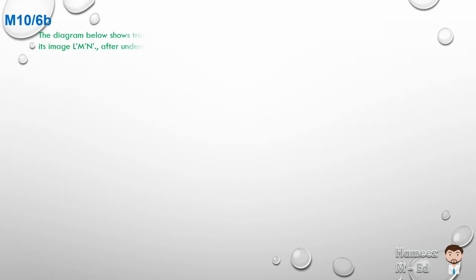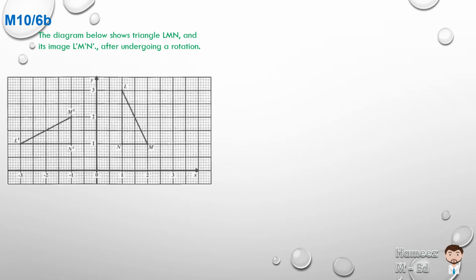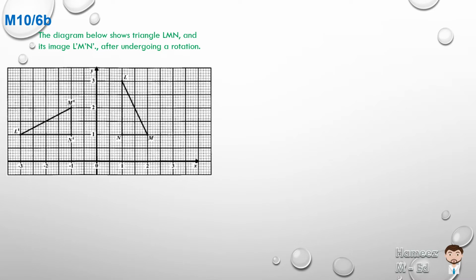May 2010, number 6b. The diagram below shows triangle LMN, which is on the right-hand side, and its image L prime, M prime, N prime on the left-hand side after undergoing a rotation. Describe the rotation fully by stating the center.